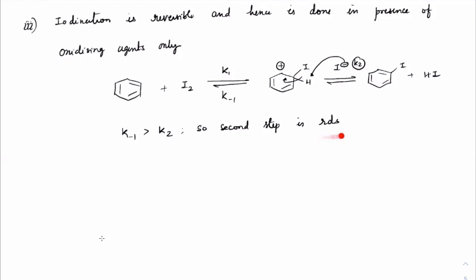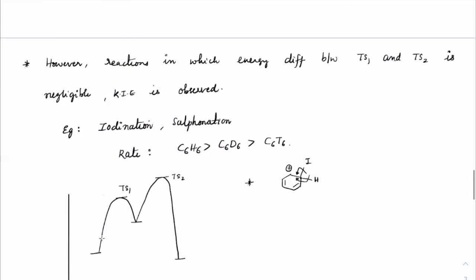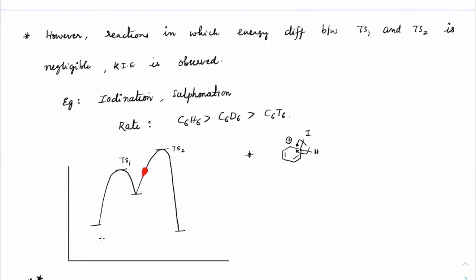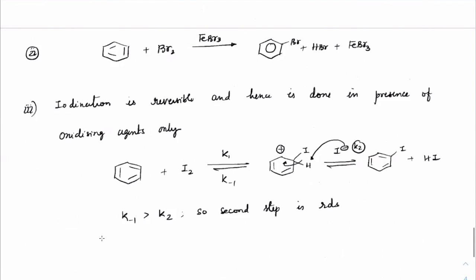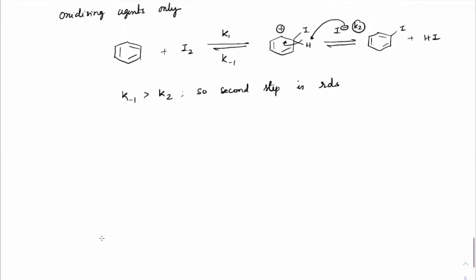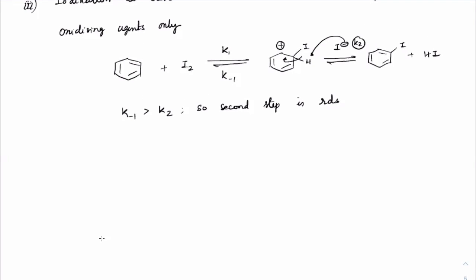That is why we are seeing the rate largely decreasing here. If you check, we have seen it here, right? When it comes to this step, the second step is becoming much more difficult to achieve. So that is where the rate will be completely decided. So the second step will become the RDS here, and hence if you check the rate now, C6H6 will have a better rate than C6D6.